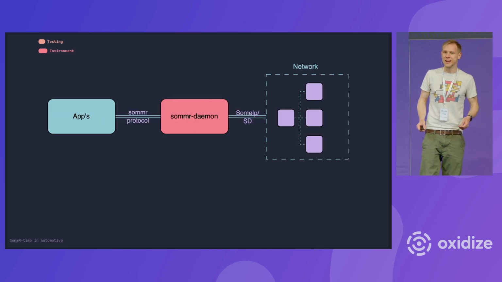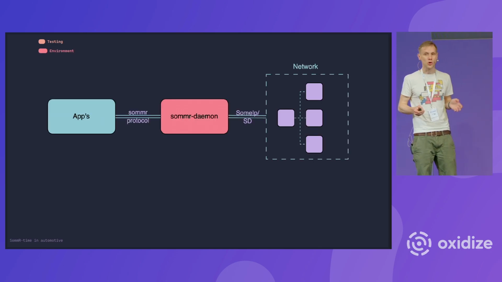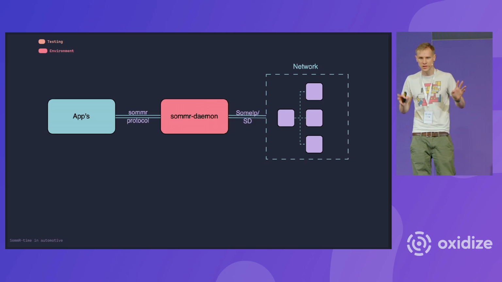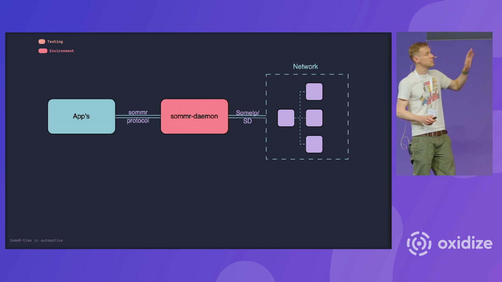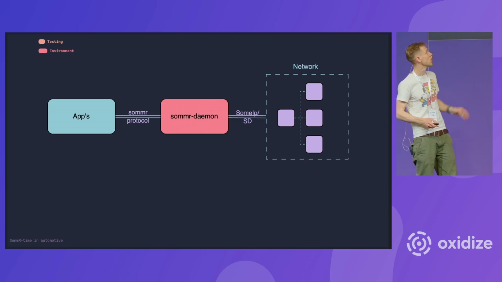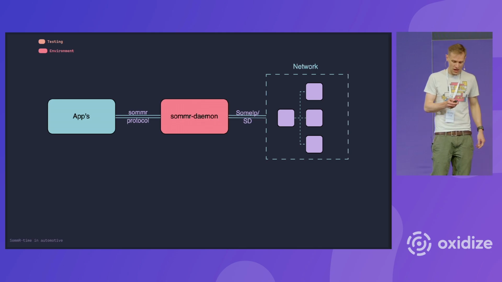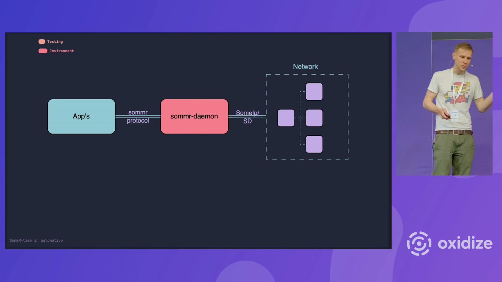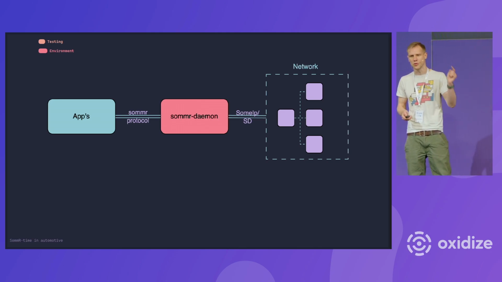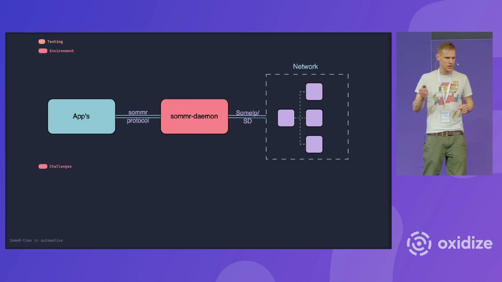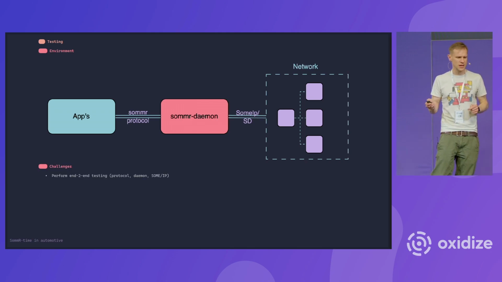So in detail, in SommR, we have a slightly more complex system. Of course, we have our unit tests, let's call them that way, but we have a daemon that is a separate process. We have our protocol, and we have our internal protocol, and we have the SommIP protocol that we talk to and network to. So what are the challenges here?